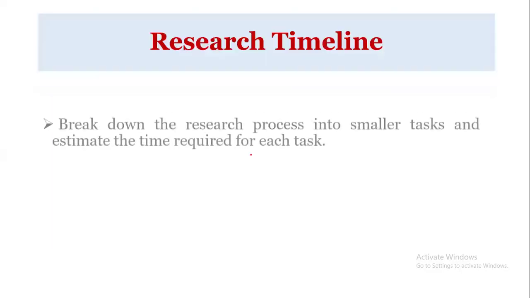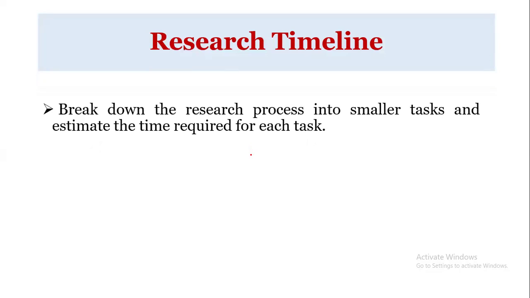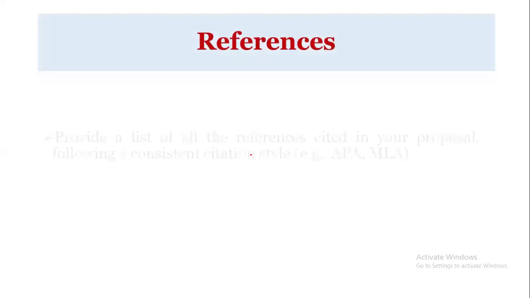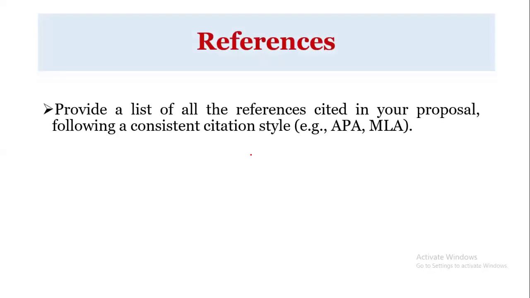Research timeline: here you have to give a time frame in which you think you need to perform this particular research. And then references. References should be listed in proper citation style, for example, APA or MLA. And along with the list of references at the end of the document, there must be in-text citations throughout the document.